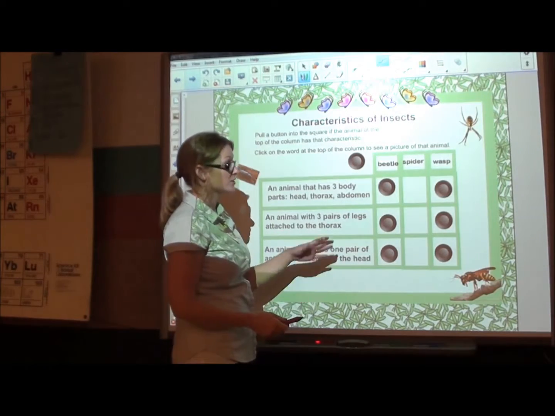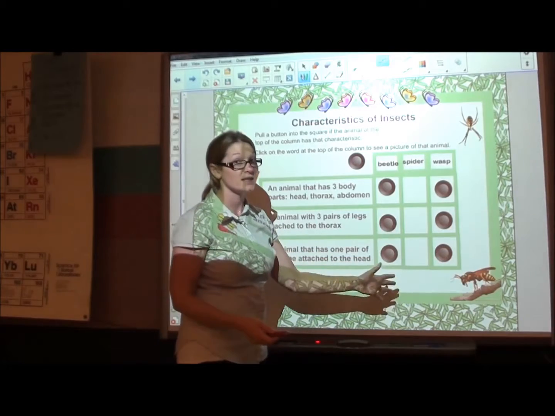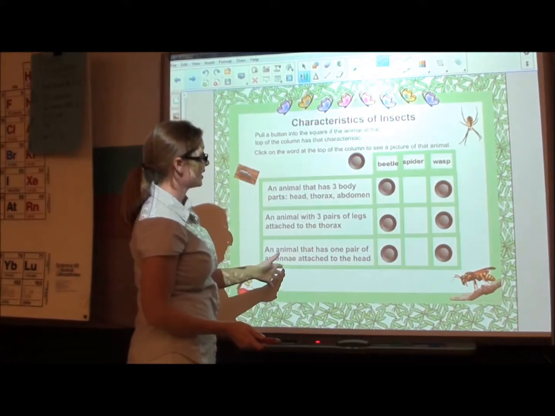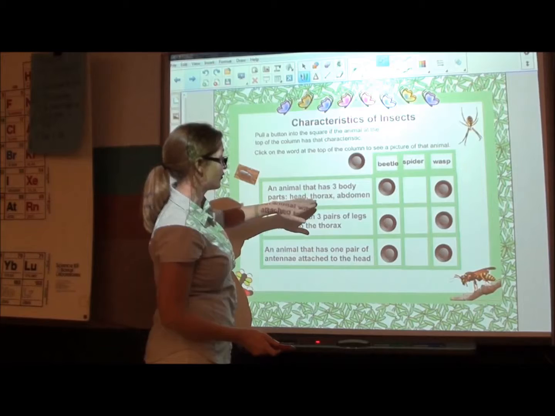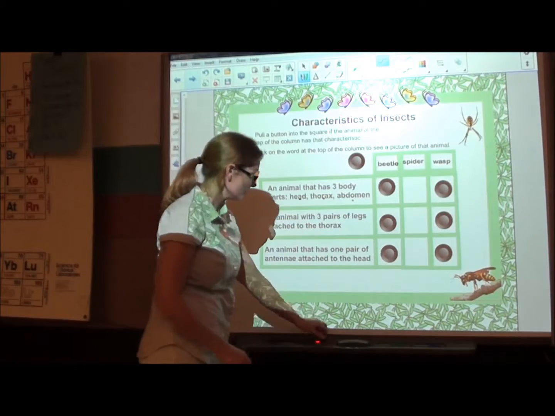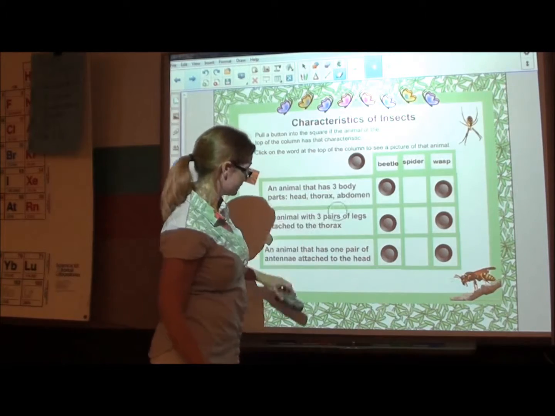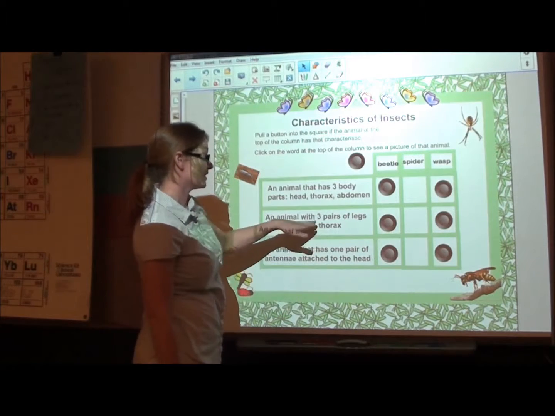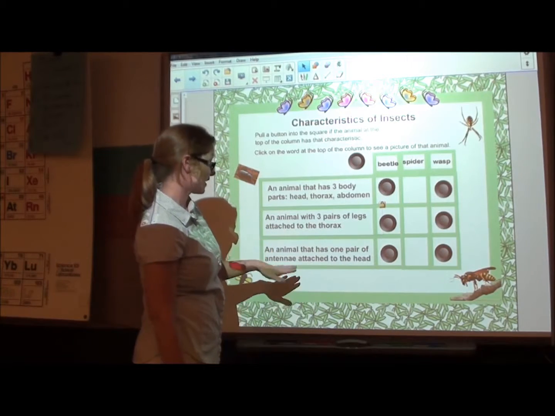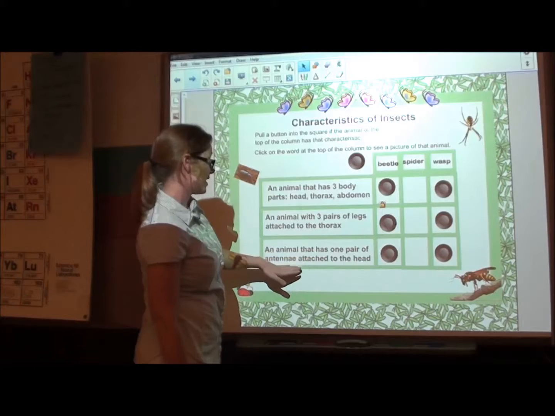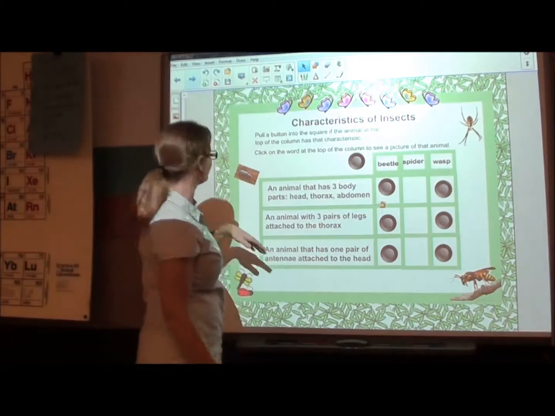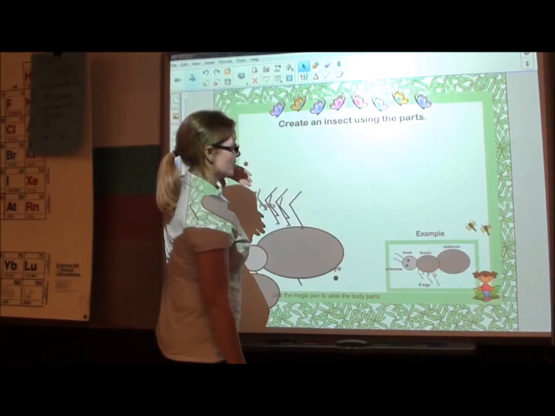This one has the answer, so obviously a spider is not an insect because it does not have a head, thorax, or abdomen. Sorry, I'm still holding my pen. And it doesn't have 3 pairs of legs, it has 4. And there are no antennae. Alright, so we go on to the next slide.